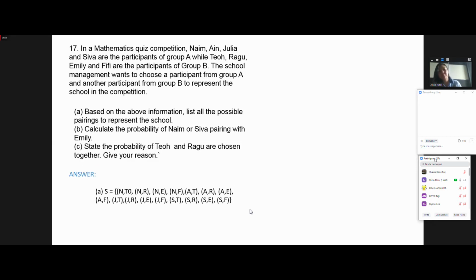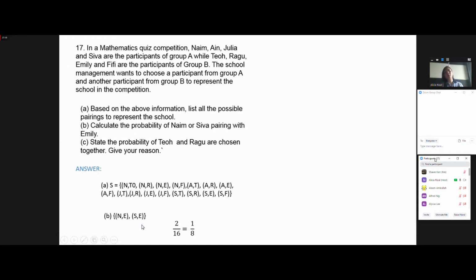All right, so this is your sample space. If you don't write the big S and straight away write the curly bracket, it's okay, I'll still accept. Now I want the probability of Nine or Siva pairing with Emily. I told you so many thousand times, you need to write down your outcomes. You must have this or you lose your 1 mark. I already explained during revision also. Then you straight away give me 1/8, and you get another mark. So question A is 2 marks, 1 each for writing down your outcomes and calculating the probability.